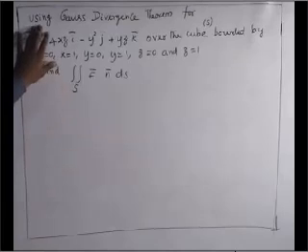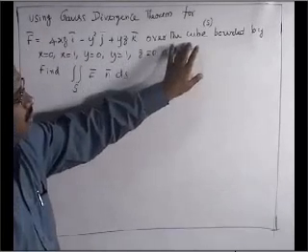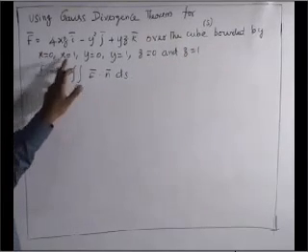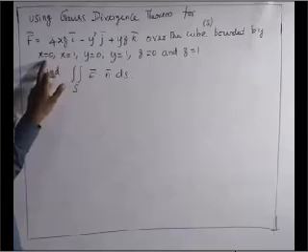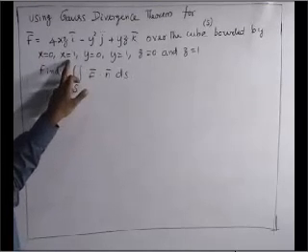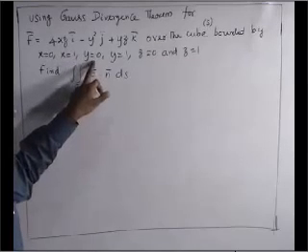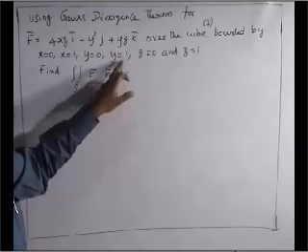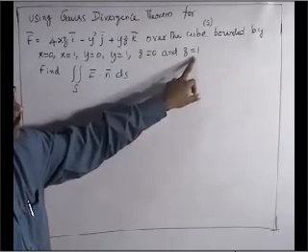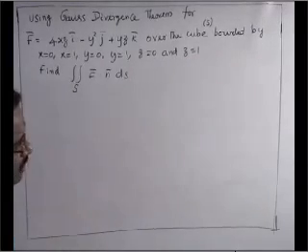The question is using Gauss Divergence Theorem for this vector point function over the cube formed by 6 surfaces: x equal to 0, x equal to 1, that is parallel to the yz plane, 1 unit distance from the origin, and this is parallel to the xz plane, and this is the xy plane and parallel to the xy plane. From origin to the plane is 1 unit distance. So we have drawn it.